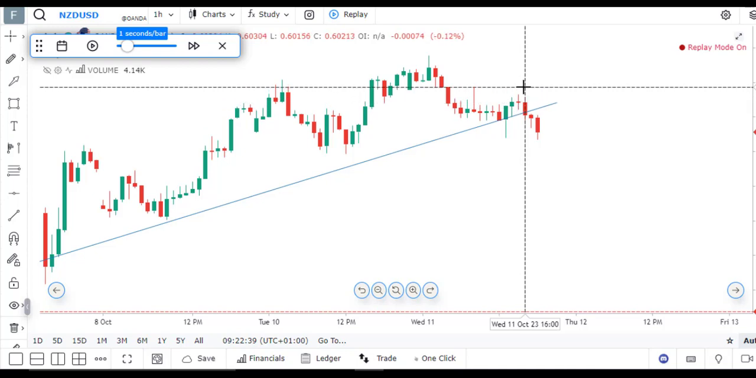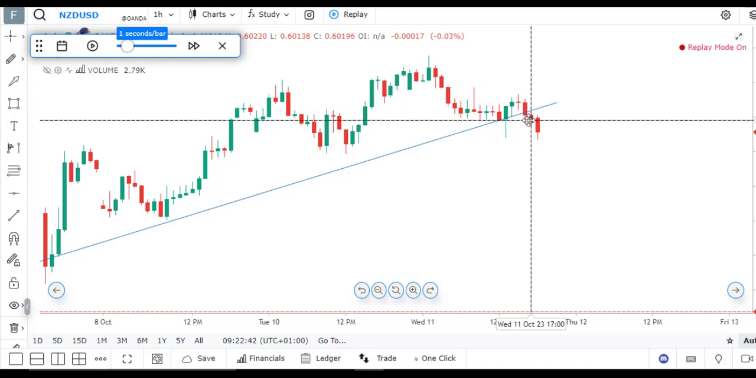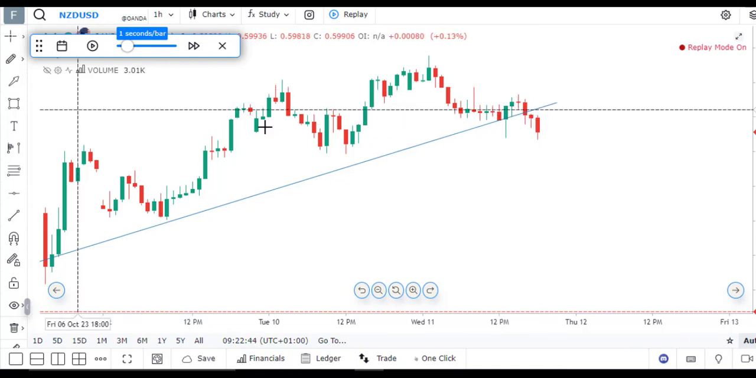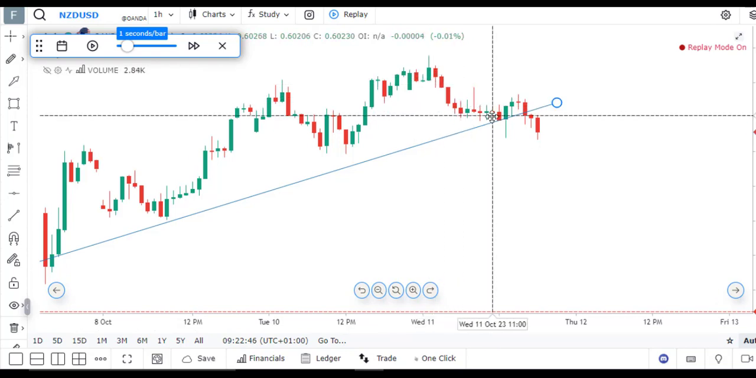Now once you see that price comes back again and closes below, then it's a confirmation that it's a breakout. There are times where price will just come with a strong candle and break below without first rejecting.